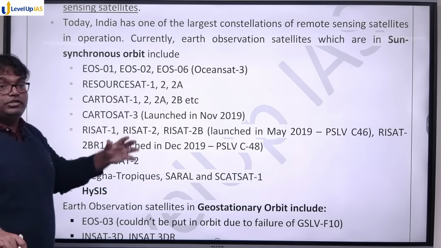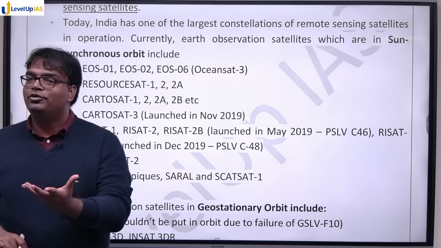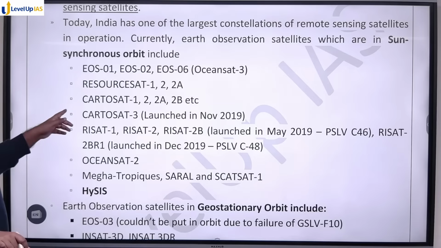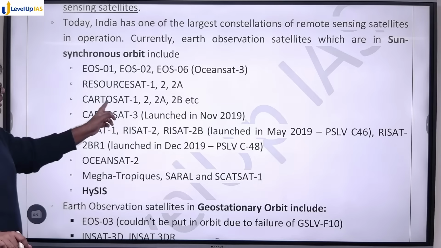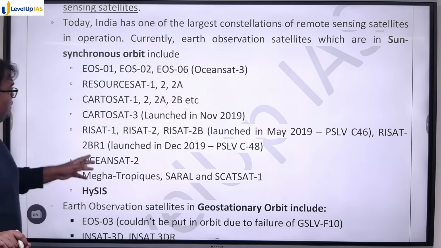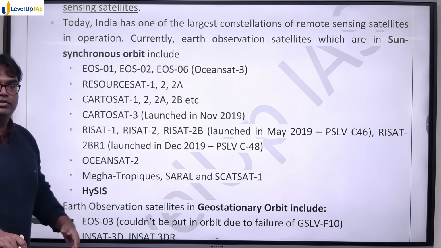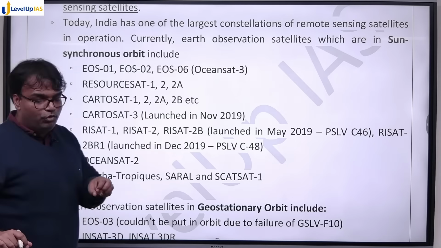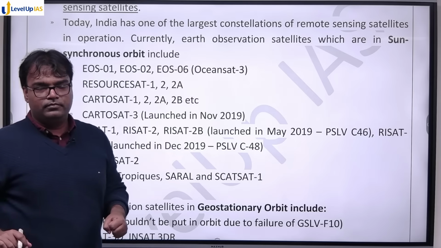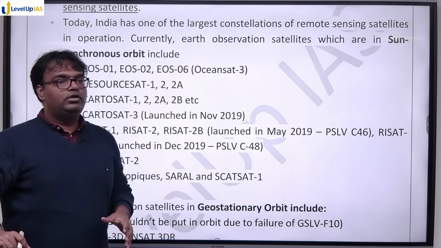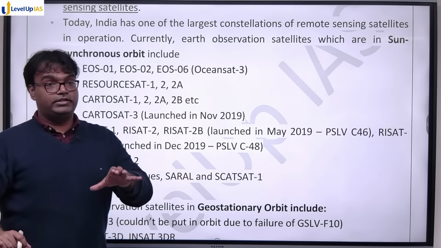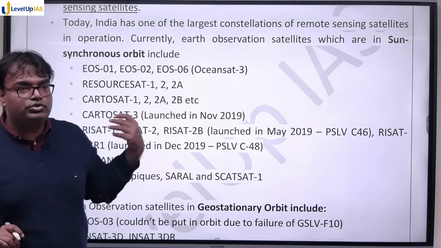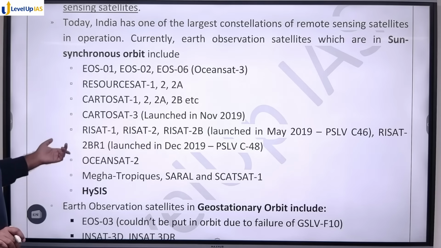तो रिसोर्स सैट नेम इटसेल्फ इज टेलिंग यू, it is for observing resources. Cartosat, map making, Cartosat 1, 2, 2A, 2B, etc. Cartosat 3 was launched in November 2019, more advanced version, could give you more detailed images. Earlier you could recognize that there's a human being. Now you'll be able to even identify the footmarks using Cartosat 3, the most advanced version.